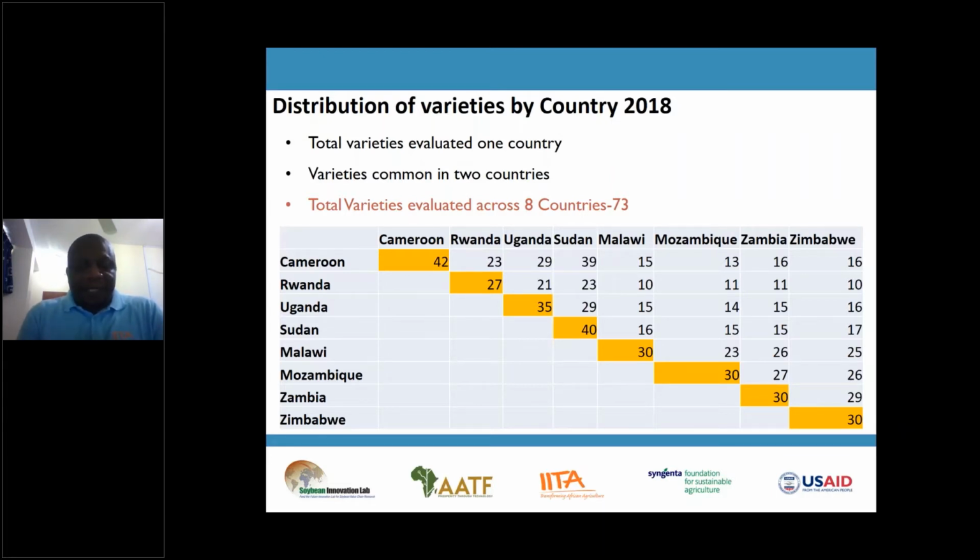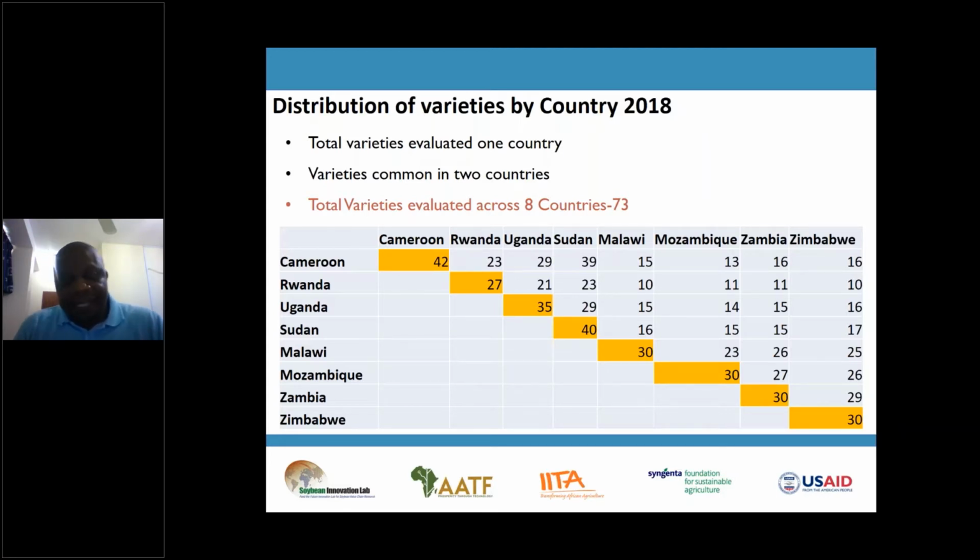The way we actually do this variety distribution is that, say, for 2018, we distributed varieties in Cameroon, Rwanda, Uganda, Sudan, Malawi, Mozambique, and Zambia. In total, we distributed 73 varieties in 8 countries. In Cameroon, we had 42 varieties. In Rwanda, 27 varieties. In Uganda, 35. In Sudan, 40. And in Malawi, Zambia, Zimbabwe, we had 30 varieties each.